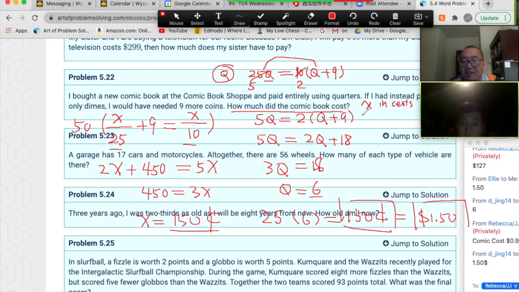Because we said this X is the price of the book in cents. So you use this one divided by 25. That gives you the number of quarters you need to buy this book. X divided by 10 gives you the number of times you need to buy the book. Now they said the number of quarters need to add 9. That will equal the number of times. So you add 9, then both sides are equal.